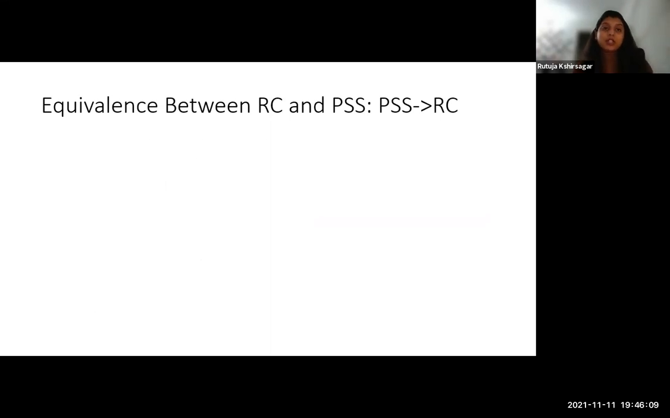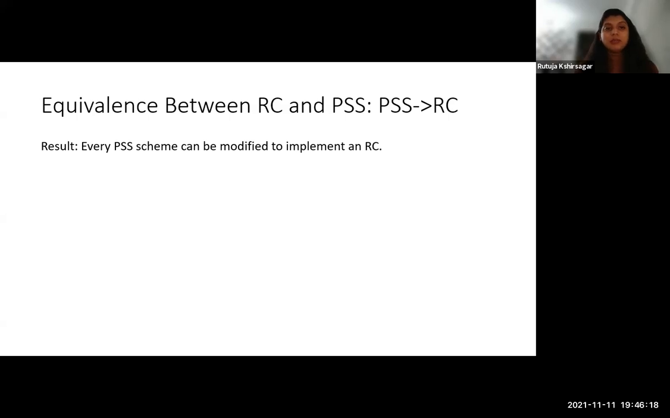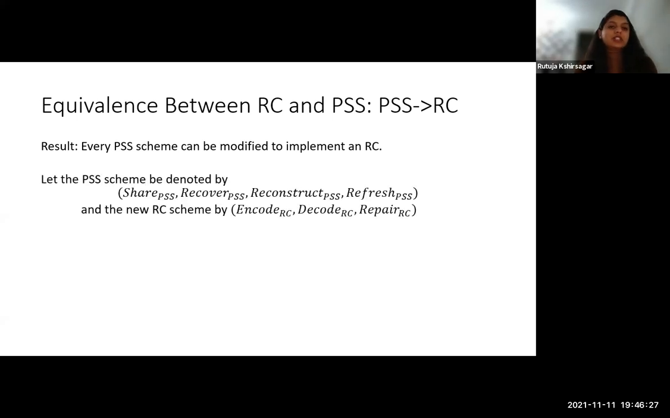Our next result talks about the equivalence between regenerating codes and proactive secret sharing. It says that if we have a proactive secret sharing scheme, it can be modified into implementing a regenerating code. So let's say we have a proactive secret sharing scheme, which is denoted by 4 algorithms: share, recover, reconstruct, and refresh. And we redefine the regenerating codes in such a way that now we can look at them as a tuple of 3 algorithms, namely encode, decode, and repair. The encode algorithm essentially talks about the encoding part of the regenerating codes. The decode algorithm is essentially doing the decoding part, and the repair algorithm is used for recovering failed servers.